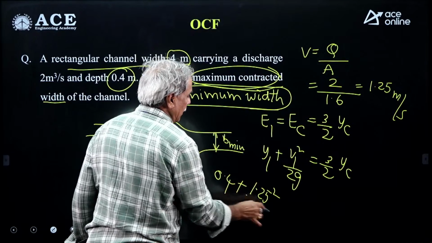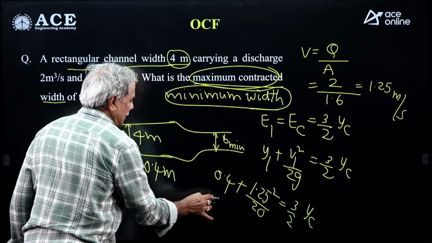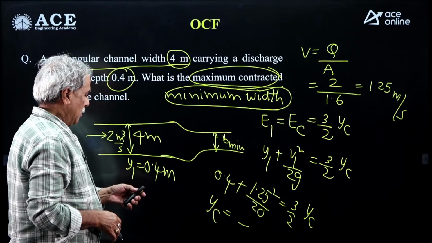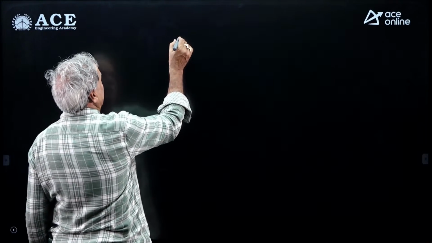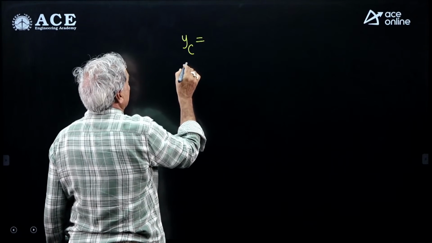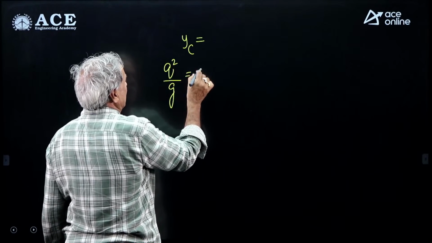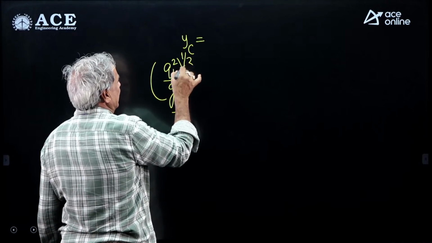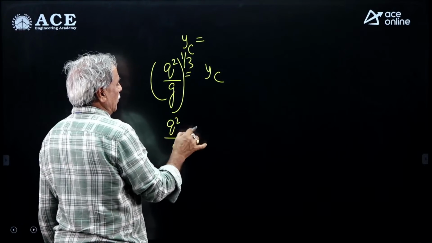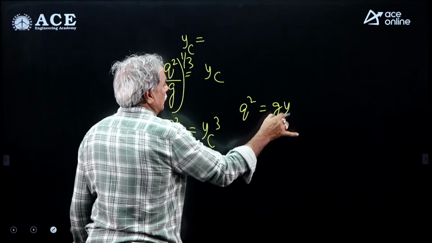1.25 whole square. Approximately 20 is equal to 3 by 2 YC. आपको YC आएगा. Once I get YC, YC is equal to... The formula for Q is: Q square by G whole to the power of 1 by 3 is equal to YC. Q square by G is equal to YC cube. Q square is equal to G into YC cube.